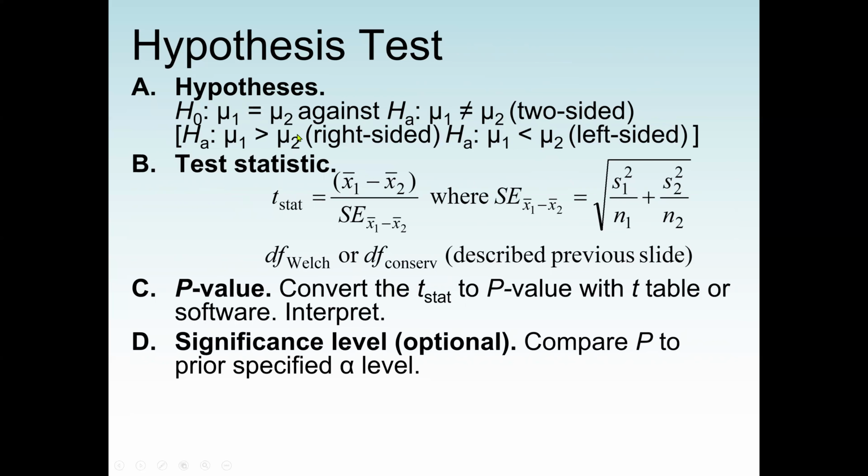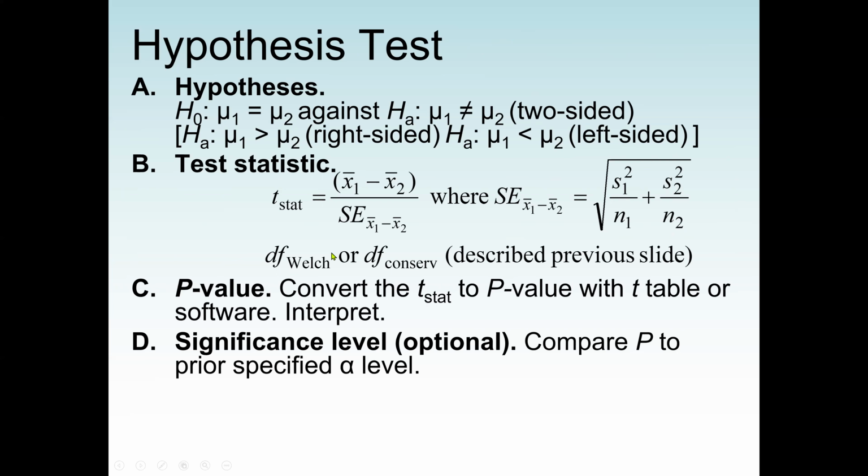So after we state our claim for H0 and HA, we will look for the test statistic. The test stat here will be the difference of the sample 1 mean and sample 2 mean, divided by the standard error for the difference of sample 1 mean minus sample 2 mean. The standard error is the square root of the variance of the first sample divided by the size of the first sample, plus the variance of the second sample divided by the sample size of the second.